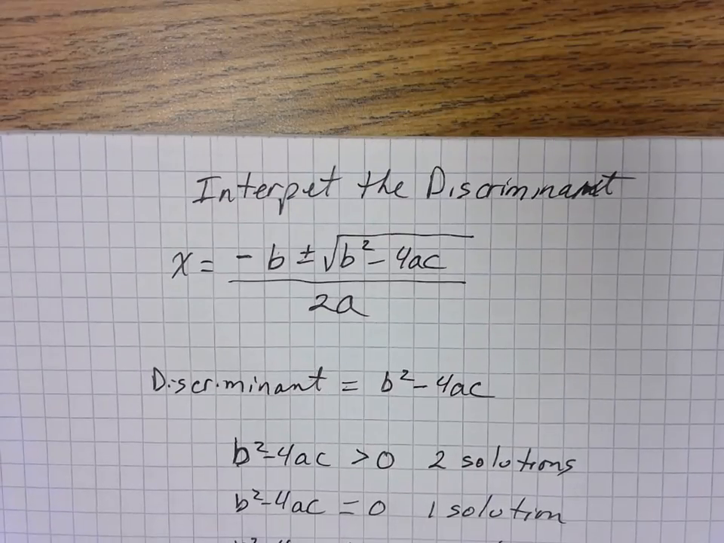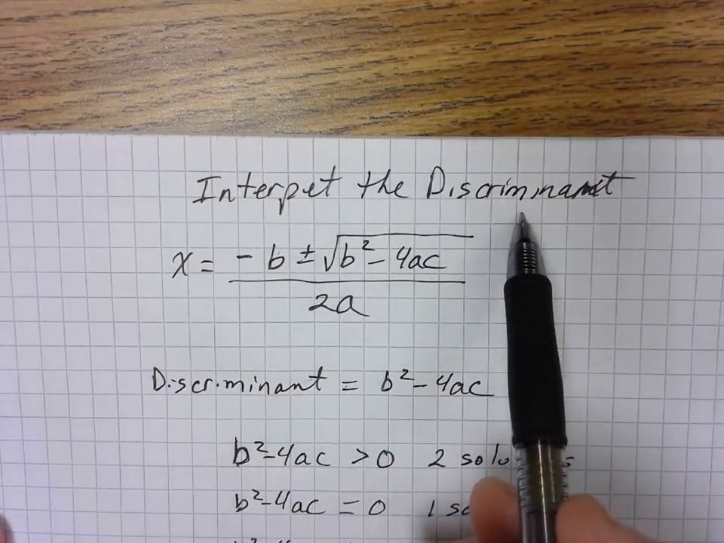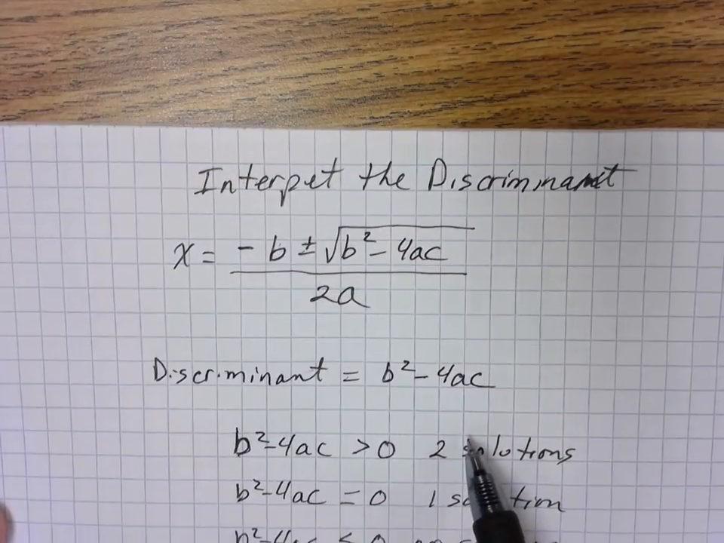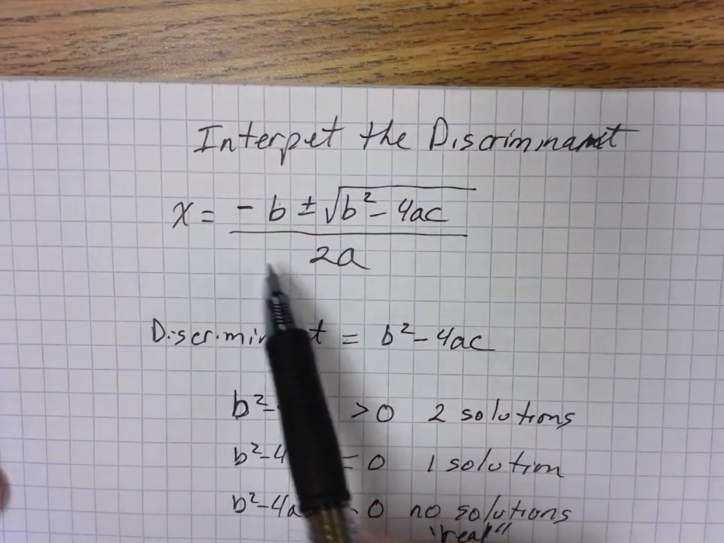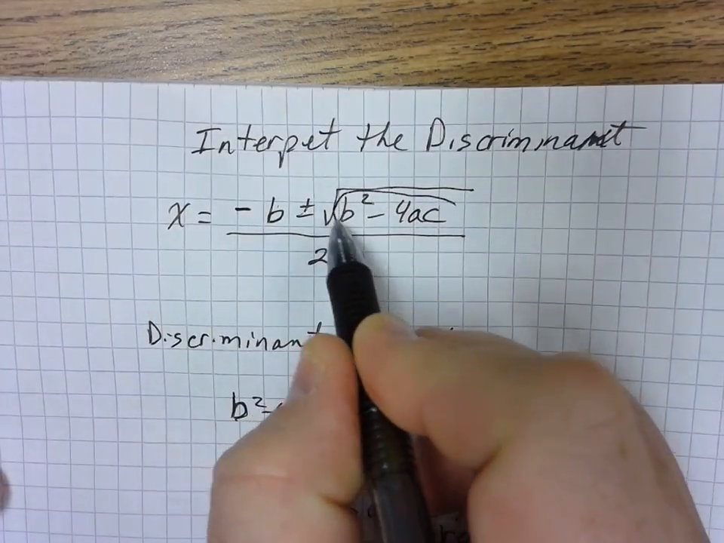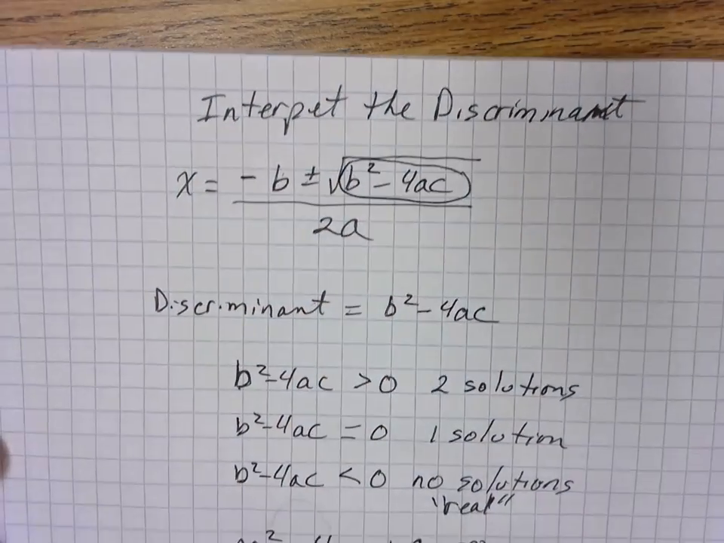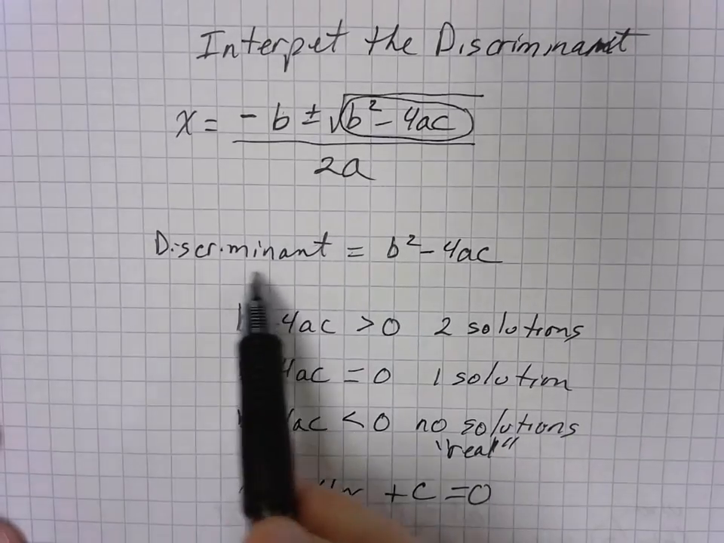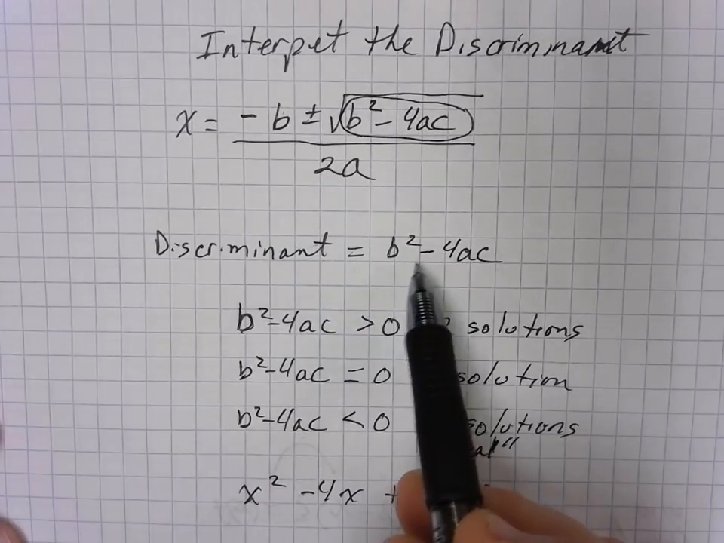For this video, we're going to show you how to interpret the discriminant. Now, the discriminant is part of the quadratic formula. You can see we have the quadratic formula here. Specifically, the discriminant is the part that's underneath the radical component. And you can see right here we have that written out as b squared minus 4ac.